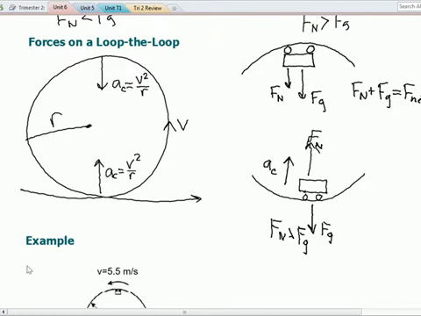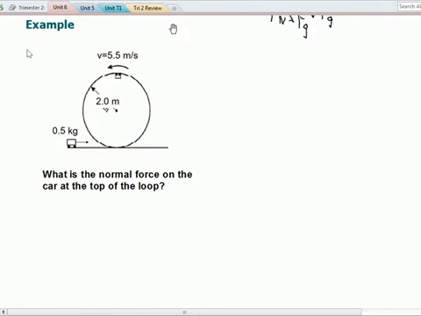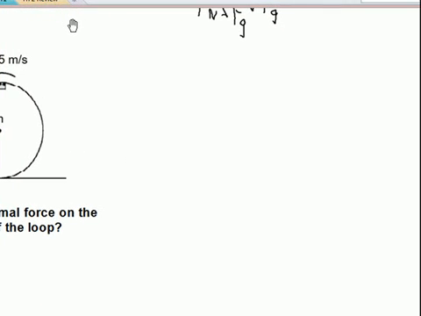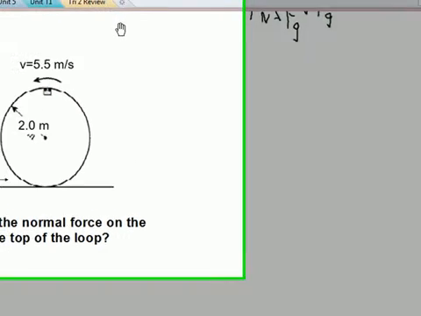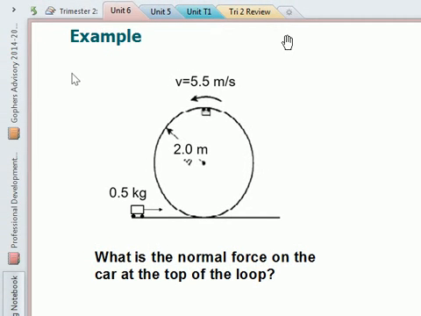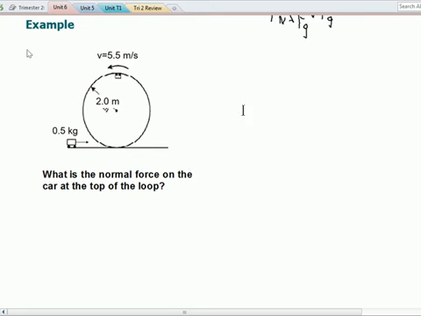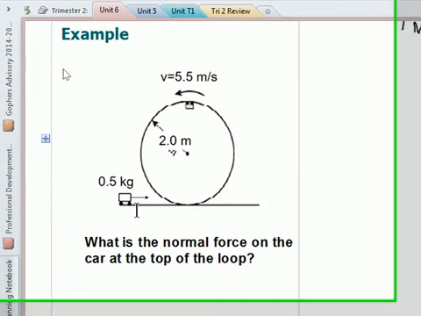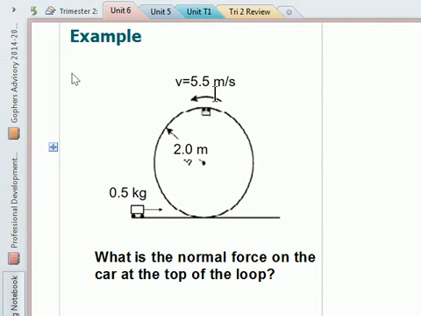Okay, now that we understand the concept of how forces work in a loop-the-loop and on a roller coaster, let's work on an example problem. We have a loop-the-loop here, and we want to figure out the normal force on the car when it reaches the top of the loop-the-loop up here.